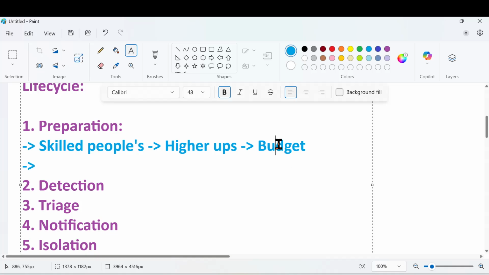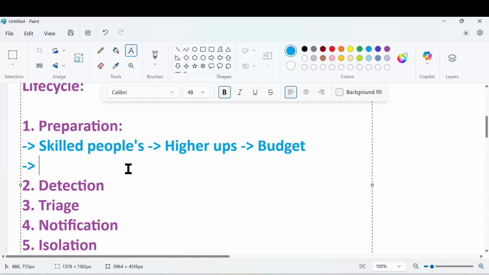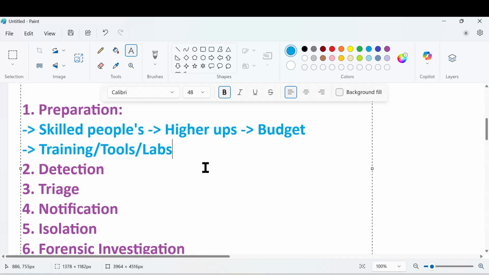Now, once we got the incident response team, right? We got the skilled people in your organization who will be working as the incident responders over there. Then we have to enable their training, we have to purchase their tools and the labs for them. By doing it, we will be able to make sure that our incident responders are ready to stand against all those uncertain activities, right?